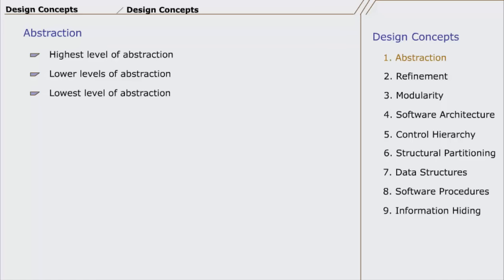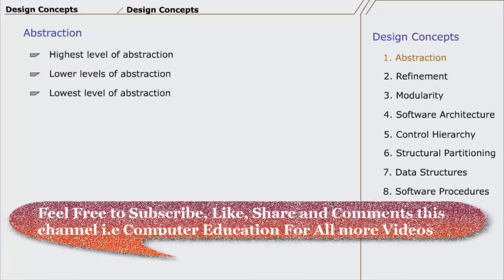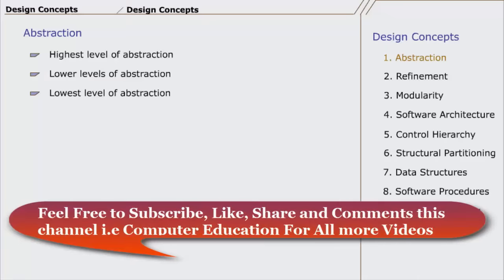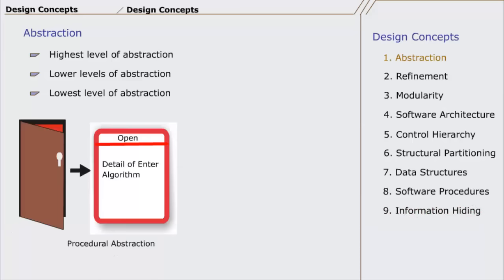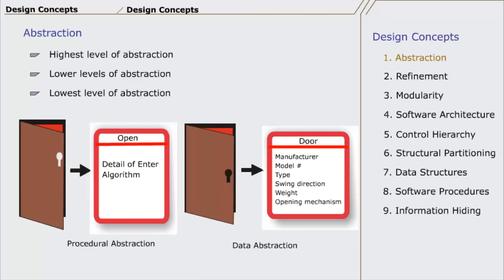Each step in the software engineering process is a refinement in the level of abstraction of the software solution. As we move through different levels of abstraction, we create procedural and data abstraction. A procedural abstraction is a named sequence of instructions that has a specific limited function. A data abstraction is a named collection of data that describes a data object.